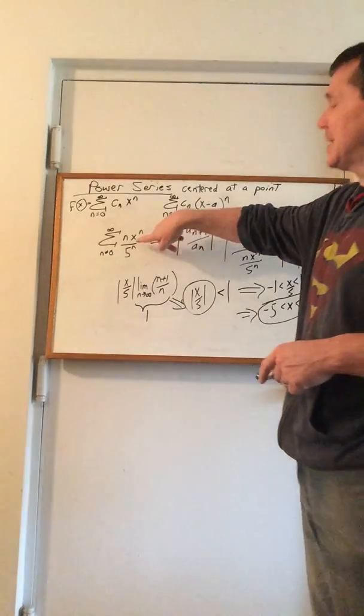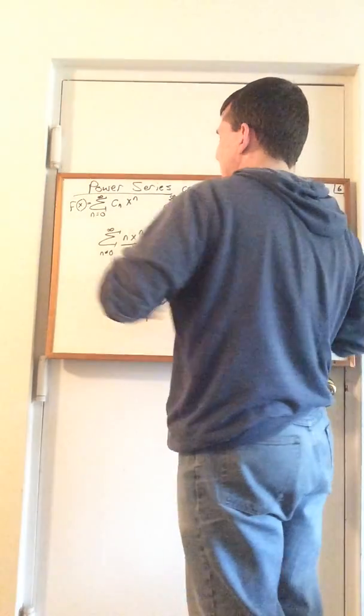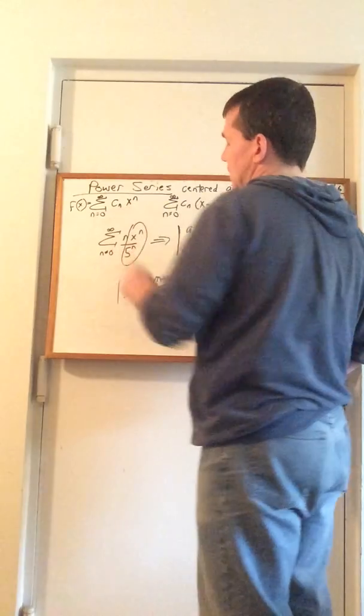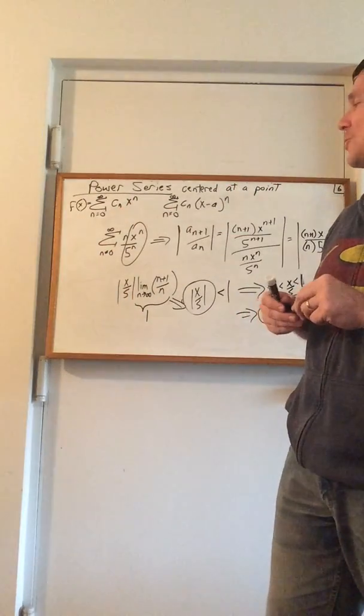And if you look over here, that does make sense. This, for the most part, is almost geometric. It's x over 5 to the n.